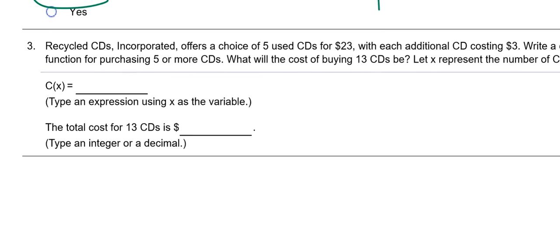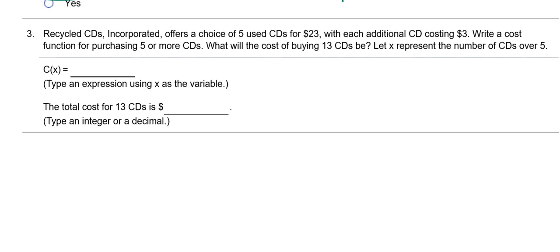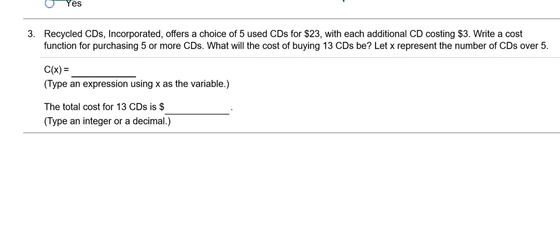Okay, you need to write an equation for me for this problem. We've got 5 CDs that cost $23. That's the group that you're buying. After that, you spend $3 for every CD. 3x plus 23. Let's see if we agree with that. 3x plus 23.